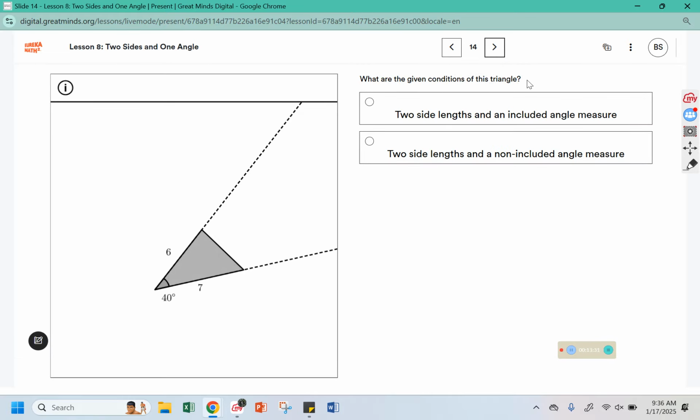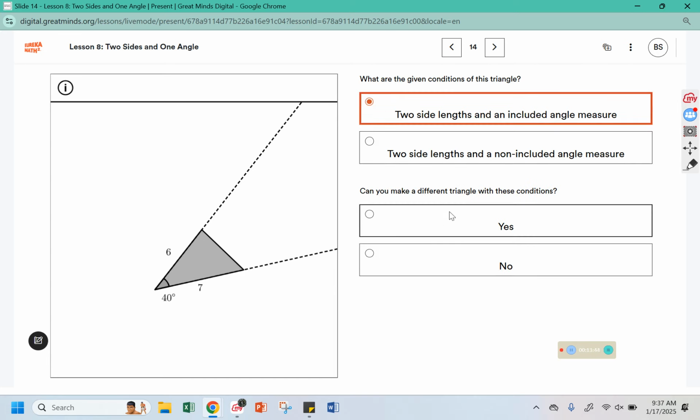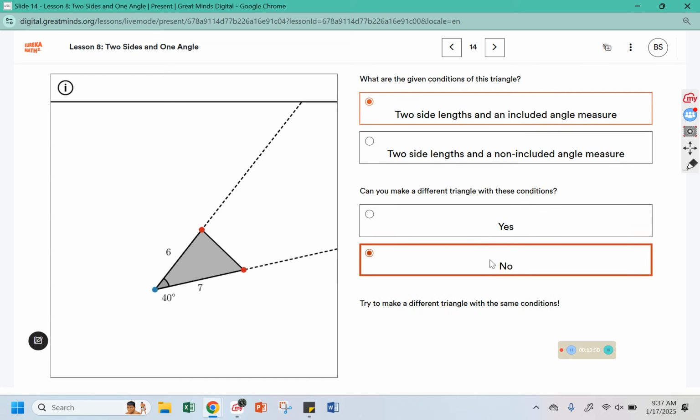What are the given conditions of this triangle? Again, I have 2 side lengths and an angle, but this time the angle shows up between those 2 side lengths. So this is 2 side lengths and an included angle, which we saw always produced the same triangle. So can you make different ones? No.